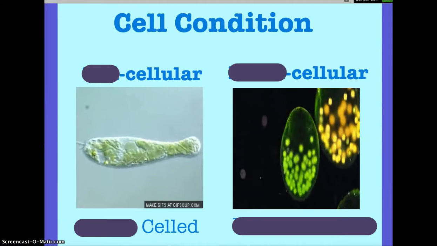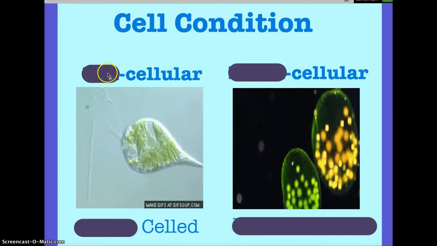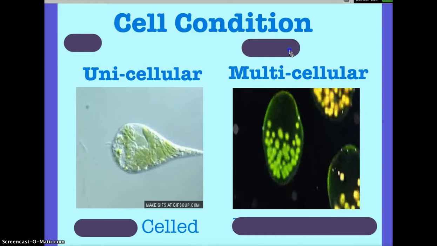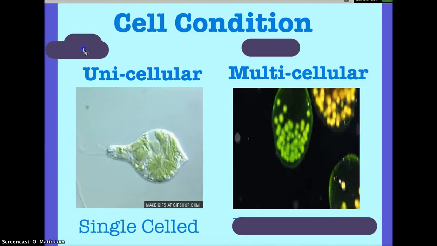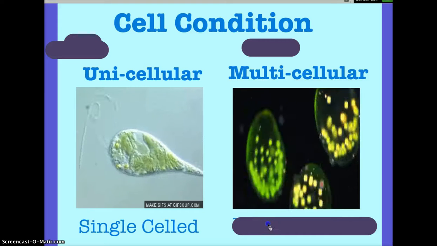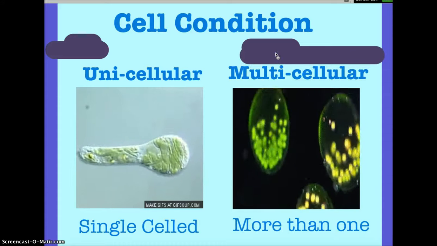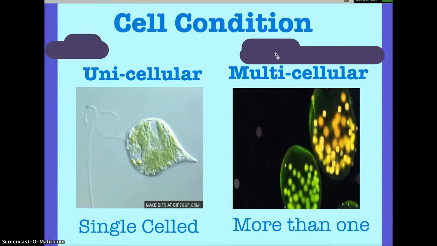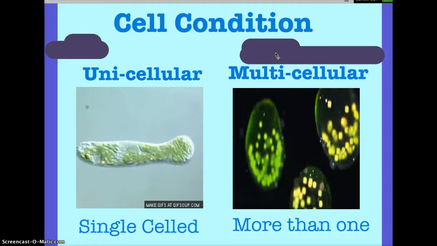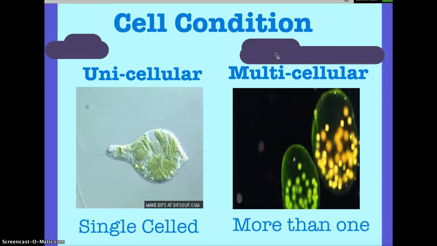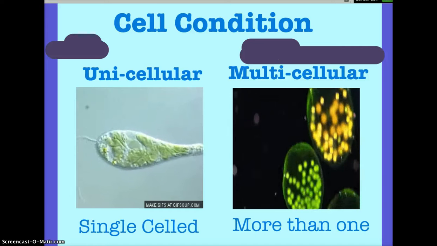Cell condition. What are we going to look at? Uni versus multi. The uni means what? One cell, and multi means more than one cell. It usually means many. And so the second thing on the dichotomous key would be has one cell or has more than one cell. So if you're classifying organisms, these are the first 2 things you're going to look at to determine which kingdom they belong in, because we're talking about kingdoms.